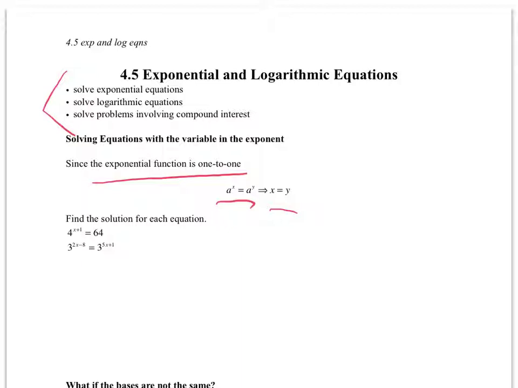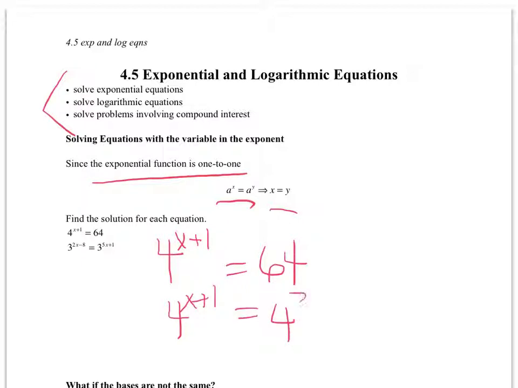So, for example, an equation like 4 to the x plus 1 power equals 64 can be made more simple since we can express 64 as 4 to the third power. And so this becomes 4 to the x plus 1 power equals 4 to the third power. And now clearly x plus 1 must equal 3, and that gives us the solution x equals 2. And that's easily verified in the original equation.